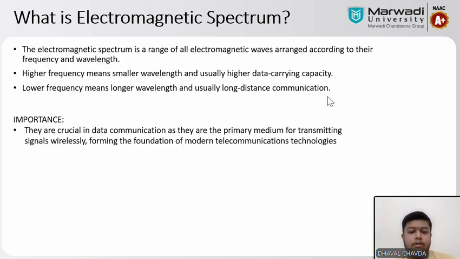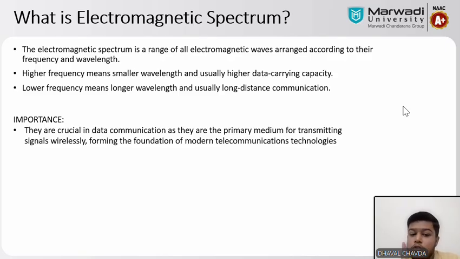So my first slide is: what is the electromagnetic spectrum? It's a range of all electromagnetic waves arranged according to their frequency and wavelength. Higher frequency means smaller wavelength, usually higher data carrying capacity. Lower frequency means longer wavelength, and it also usually travels a long distance because of its longer wavelength.